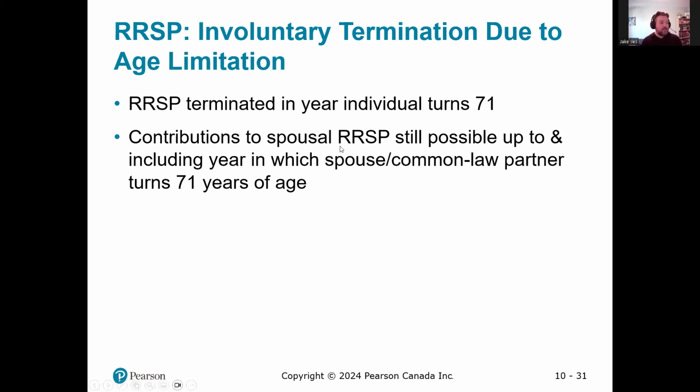Now, contributions to a spousal RSP are still possible up to the year the spouse turns 71 years of age. So once my RSP becomes a RIF, I can't contribute to it anymore, so I can no longer get the deductions. But if my spouse is still 60, maybe they're a few years younger than me, I'm 65, 66, I can still contribute to their RSP and continue to get those deductions. And then once they turn over 70 years of age, now we both have RIF accounts. Okay.